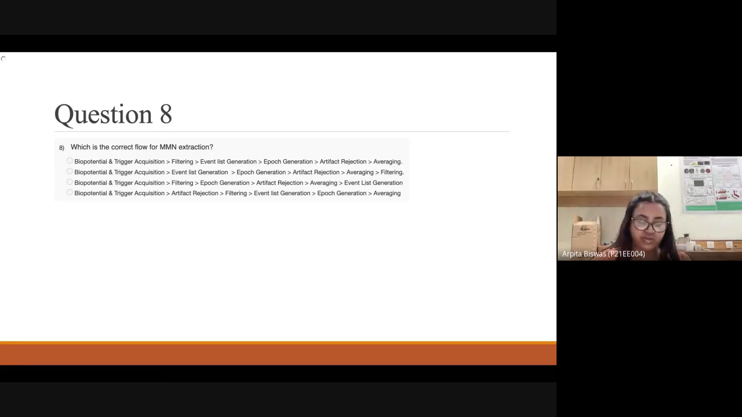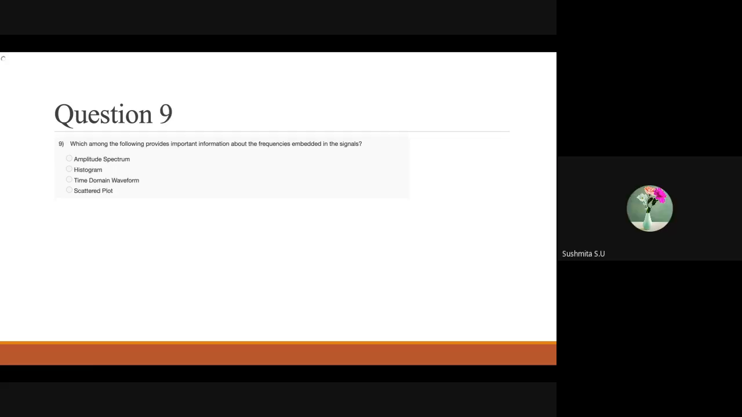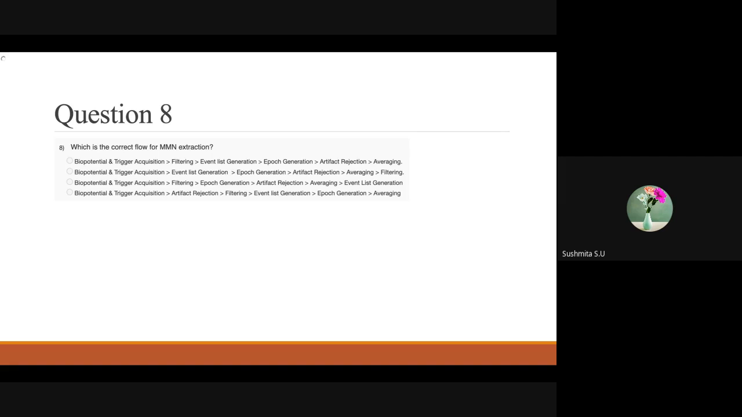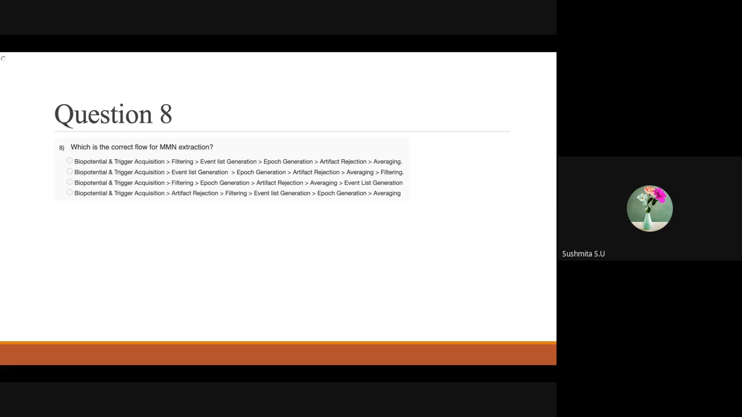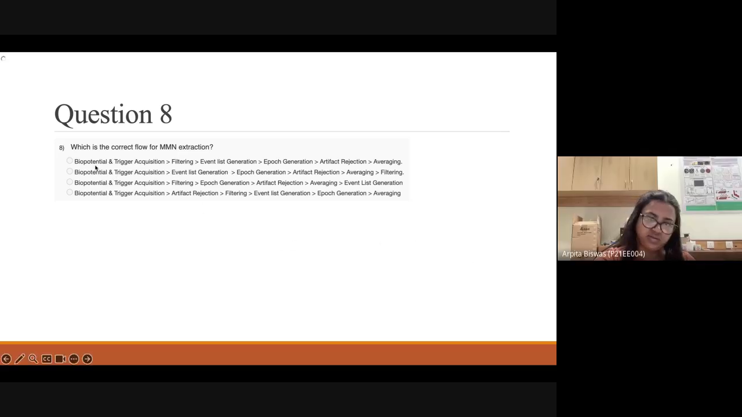So the right option is option A. You can cross-check also. Biopotential and trigger acquisition, then filtering, then event list generation, then epoch generation, then artifact rejection, then averaging. Ma'am, in the previous question, shouldn't artifact rejection come after biopotential trigger acquisition? In the lecture, I have seen it is biopotential and trigger acquisition, then filtering, then event list generation, then epoch generation, then artifact rejection, and then averaging. You can also cross-check if you have doubt. Okay, yes, ma'am.